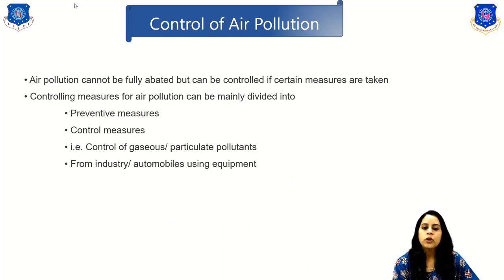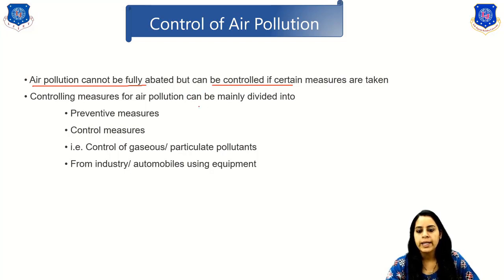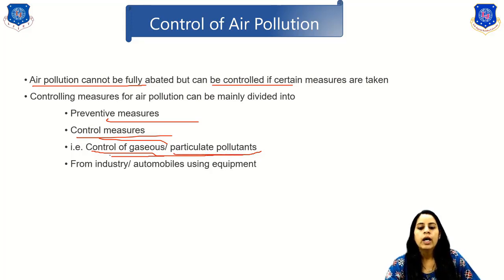Okay, now the next topic, which is the control of air pollution. So basically air pollution cannot be fully abated but can be controlled if certain measures are taken, right? It is divided into two types. First is preventive measures, and the second is control measures. In the control measures, there are two ways: the control of gaseous pollutants and the control of particulate pollutants, right? And the next one is from industries or automobiles using equipment, right?